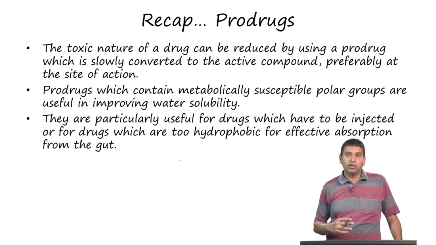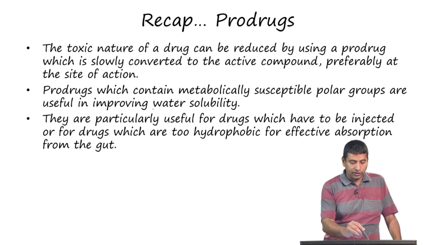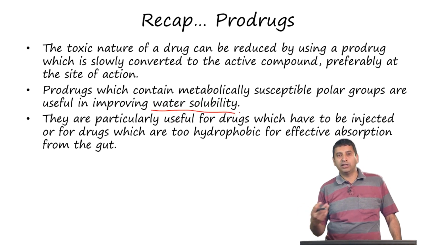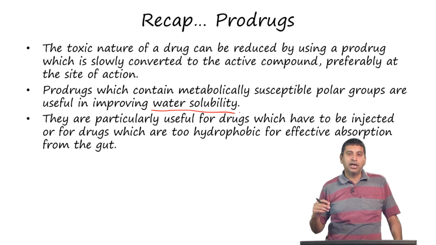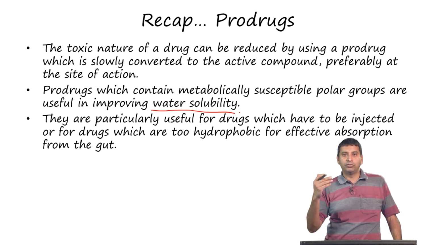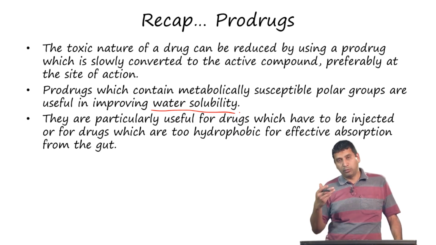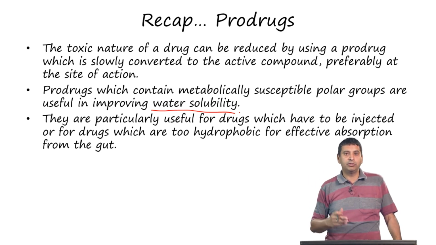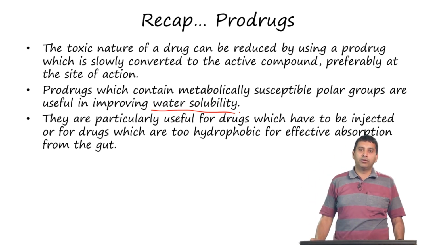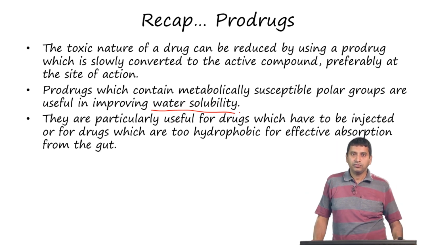Prodrugs which contain metabolically susceptible polar groups are important in improving water solubility. We have looked at situations where one needs to inject the drug, and if the drug is extremely hydrophobic, then it precipitates during the injection. So, here what we would do is mask these groups with polar groups so that they improve the water solubility. You make the formulation, inject it, and then once it gets into the bloodstream, it will get cleaved off to produce the active drug.